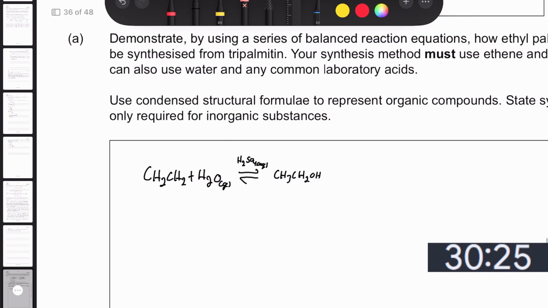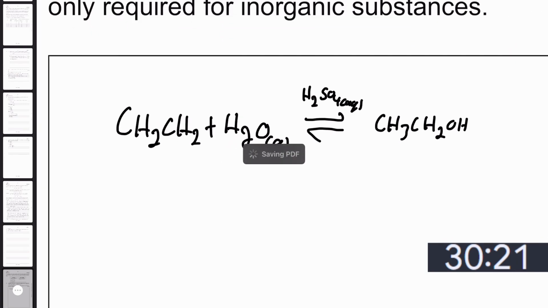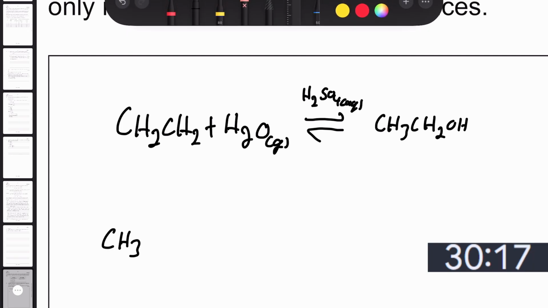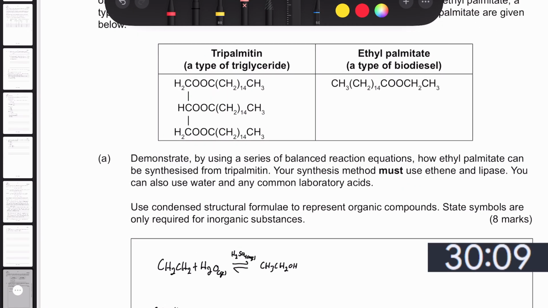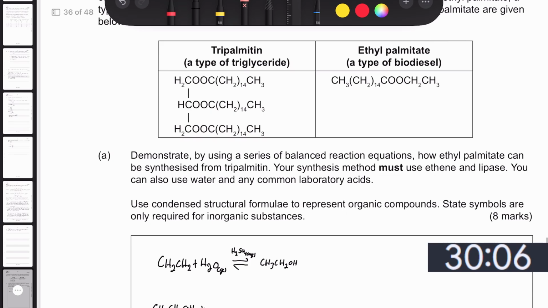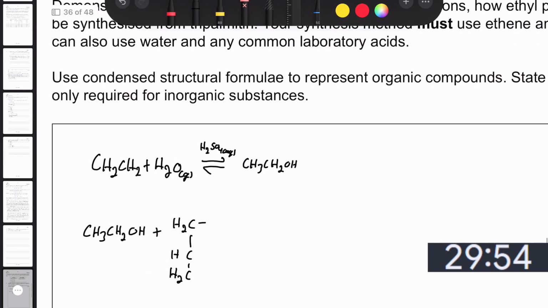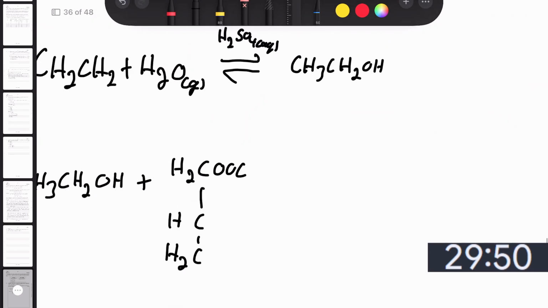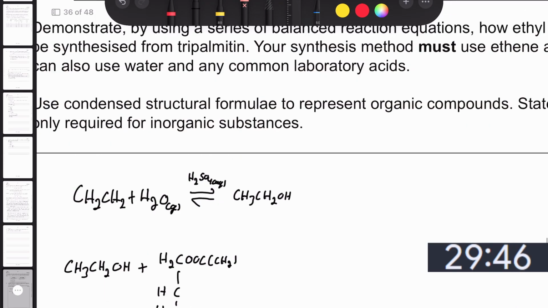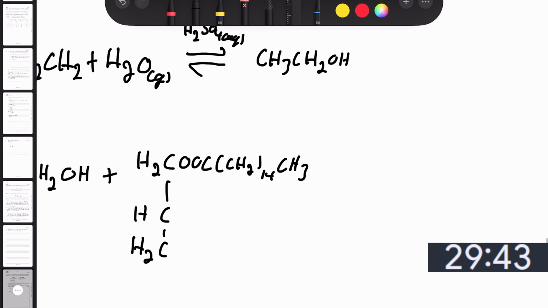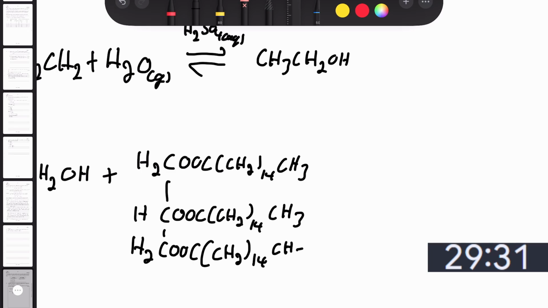And from here, CH3CH2OH plus this CH3(CH2)14COO, H2C, HC, H2C, and then OOC(CH2)14CH3, OOC(CH2)14CH3, OOC(CH2)14CH3.